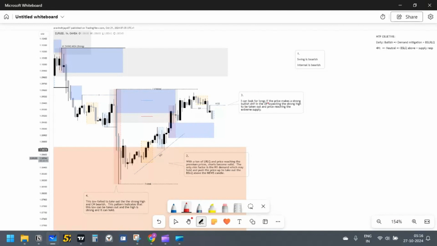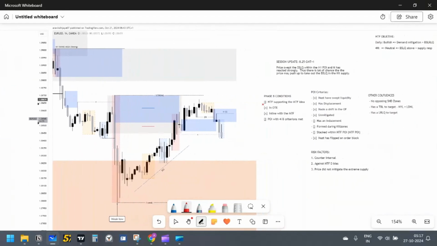I can look for long if the price makes a strong bullish shift in the order flow, expecting a strong high to be taken out and the price reaching the extreme supply. So if the price taps into this demand zone and then shows bullish, I can look for this fresh POI to target longs, because I know that the price is going to take out the buy side liquidity above and tap into the 4-hour supply. So I can look to play these phase D longs because price is coming off from the daily demand. So phase D also gets validated.